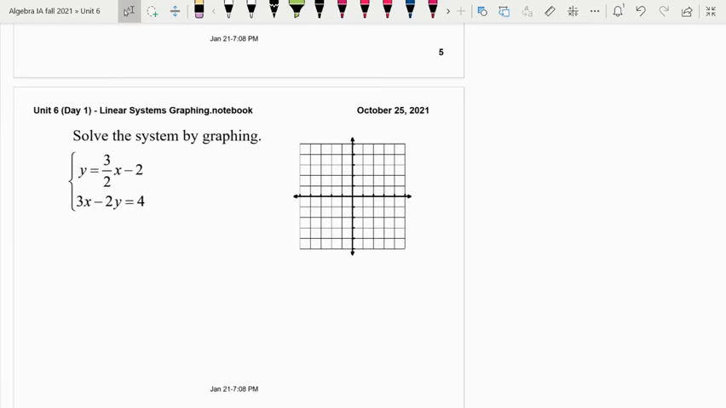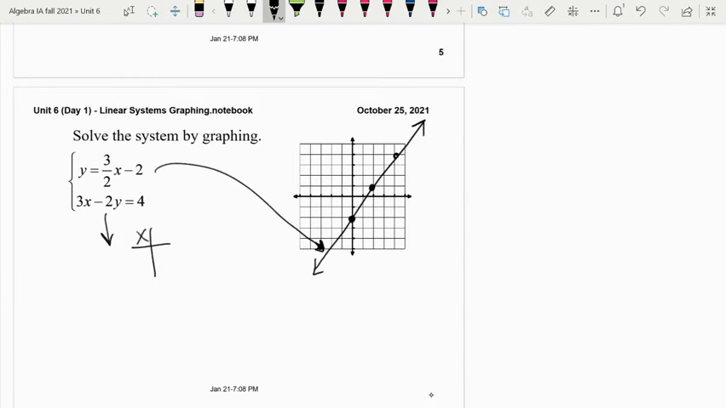All right, solve this one by graphing. The first one's in slope-intercept form, so I start at -2, and then go up 3, 1, 2, 3, over 2. Up 1, 2, 3, over 2. Got it? So that is that line.